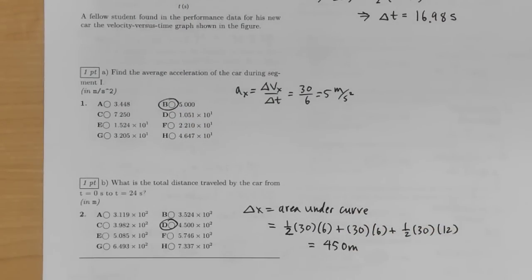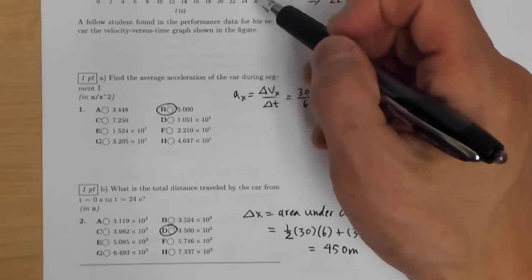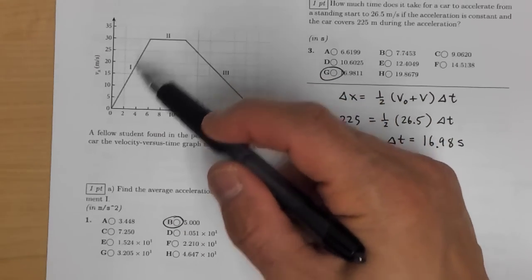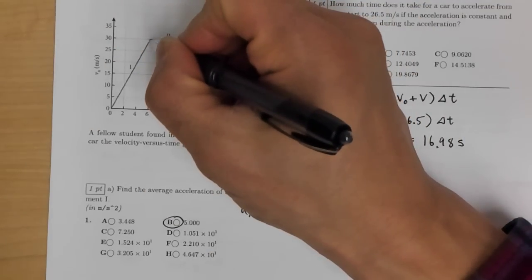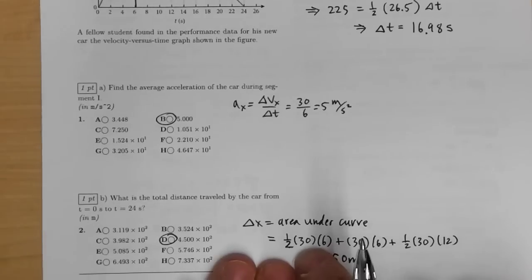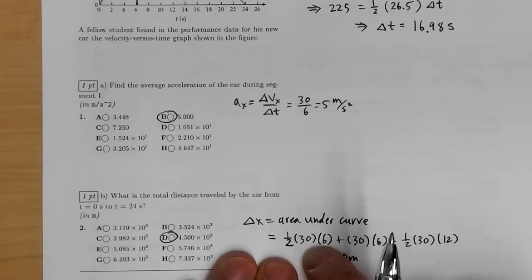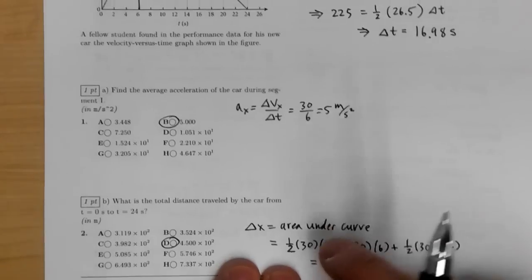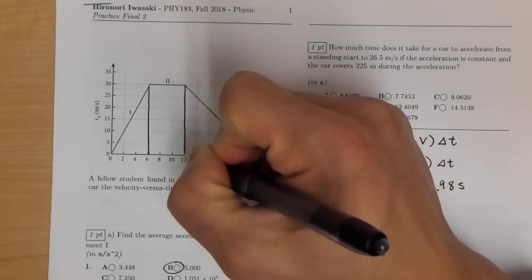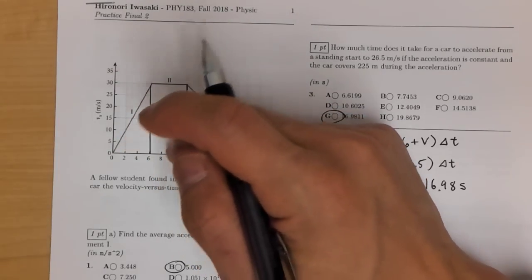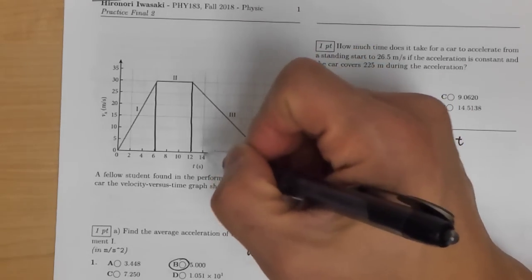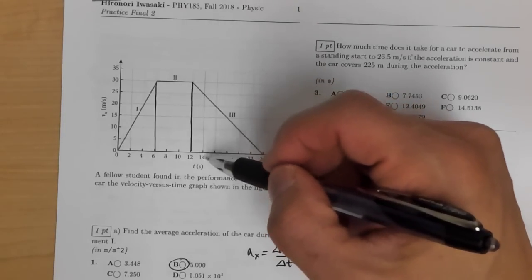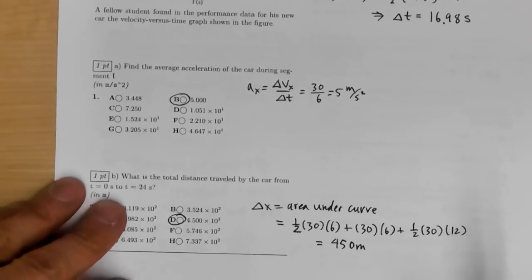Next question is the total distance traveled, going from 0 to 24 seconds. So that's just the area under the velocity versus time plot. This triangle here has an area of 1/2 base times height, so 1/2 times 30 times 6. The area of this rectangle here is 30 times 6. And the area of this triangle is 1/2 times 30 times 12. So we'll get 450 meters.